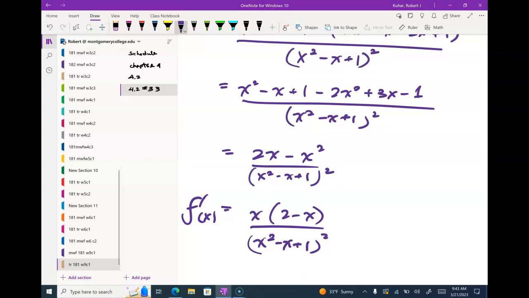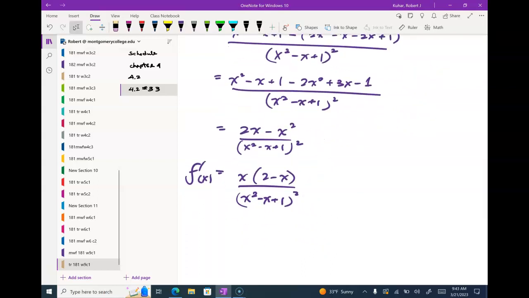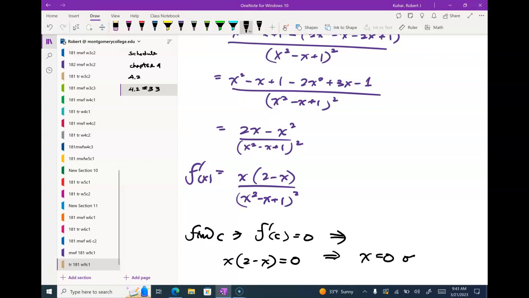How we do? Who got there? Nice, good. Critical values, right? So we find the derivative and we find the critical values. So I want to find c such that f prime of c equals 0, which means x times (2 minus x) equals 0, which means x equals 0 or x equals 2, right?